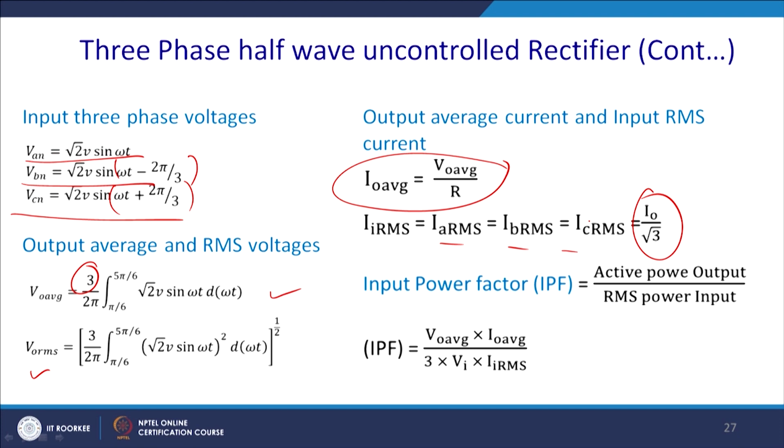by root 3. So, the input power factor, that is the active power output, which we have also shown in a single phase system, by the RMS input. So, that is basically the IPF, that is the voltage average into current average by 3 into VI into RMS. So, from there we can calculate the IPF.